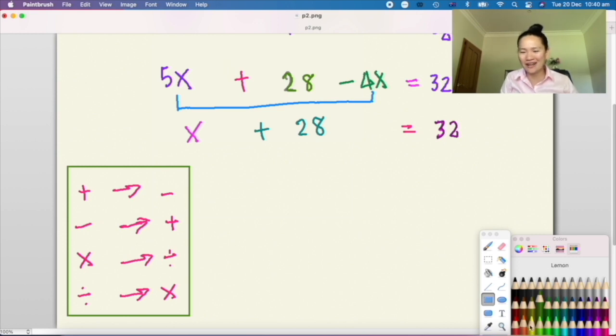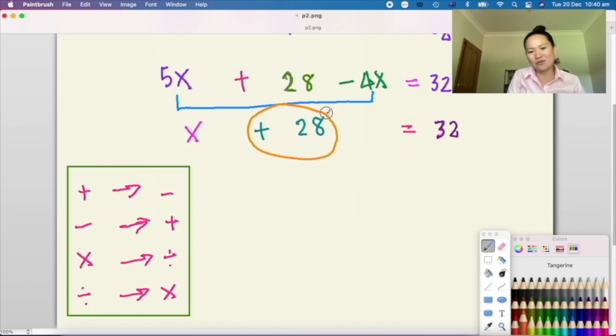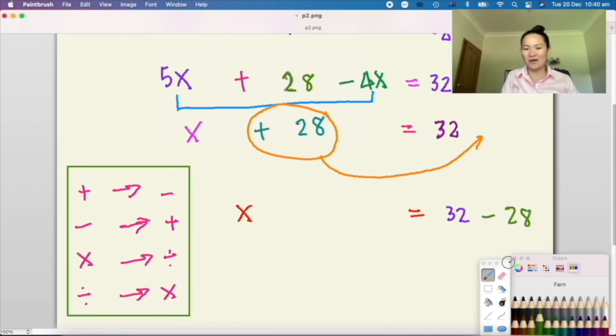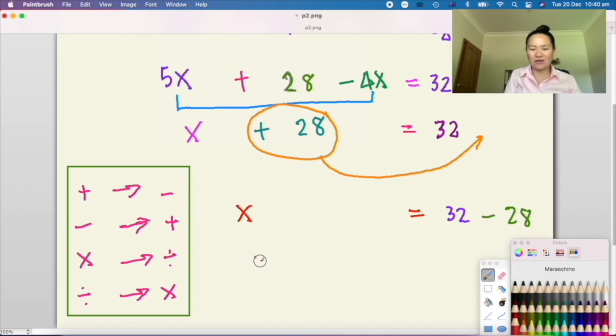Move to the other side of the equation. I want to move positive 28 to the other side of the equation. I know that x equals 32. 28 plus 28 turns to be minus 28. So it means my x, or number of dogs, equals 4.